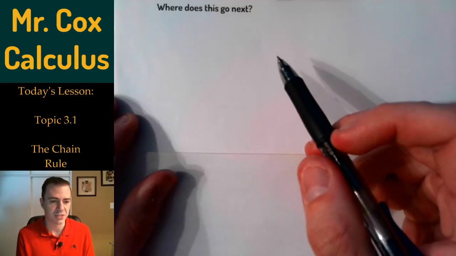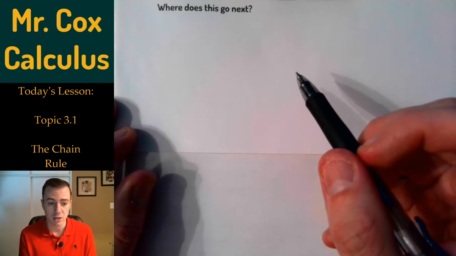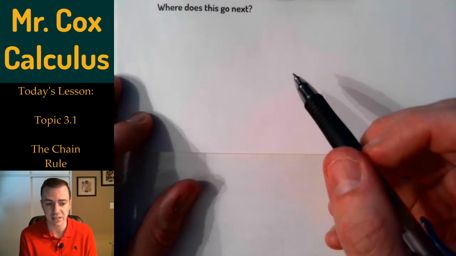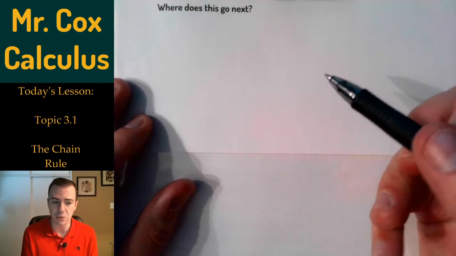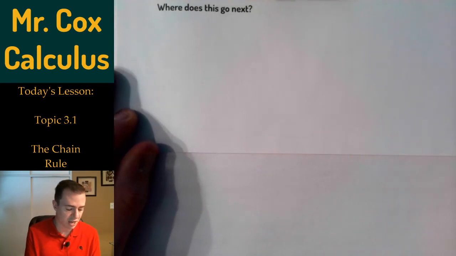Let's talk about where this goes next, because I mentioned in the previous video, at this point you pretty much know the rules for differentiation. We'll add a couple of tiny things along the way, but the chain rule is really the big rule. It's kind of the penultimate rule, if you will, for differentiation.